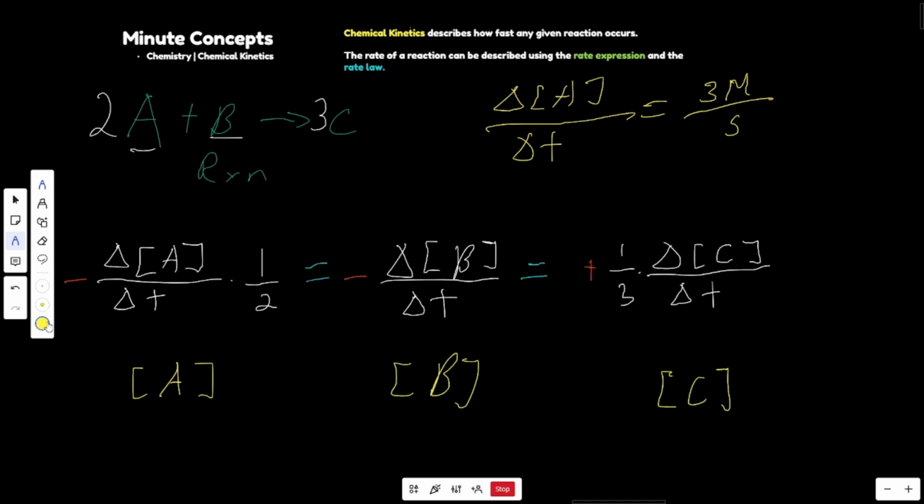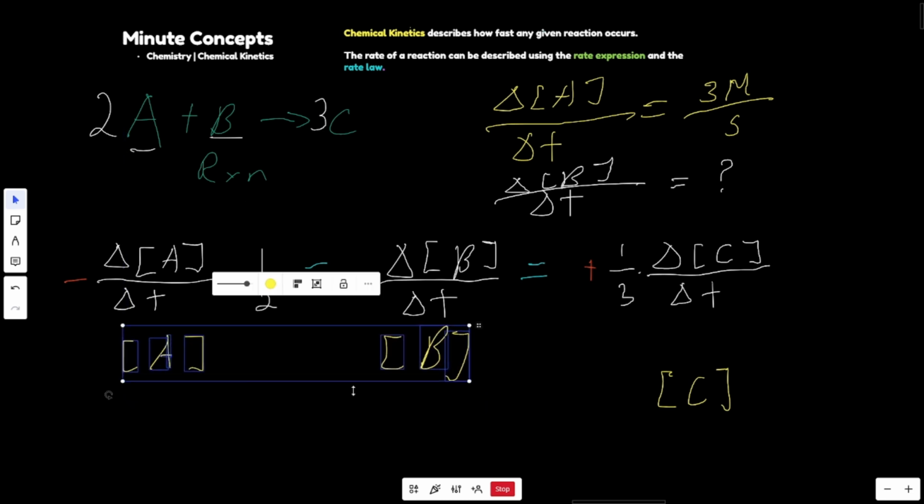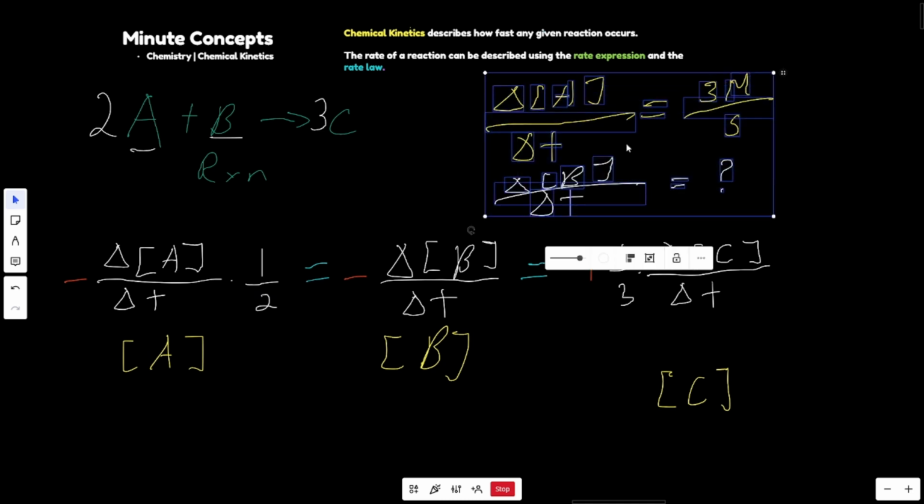And we want to find the rate of B, the rate of disappearance of B. So we want to find delta B. What would we do to solve for this? Well, seeing that they're all equal, we can actually disregard the right side with C and just focus here on these two.